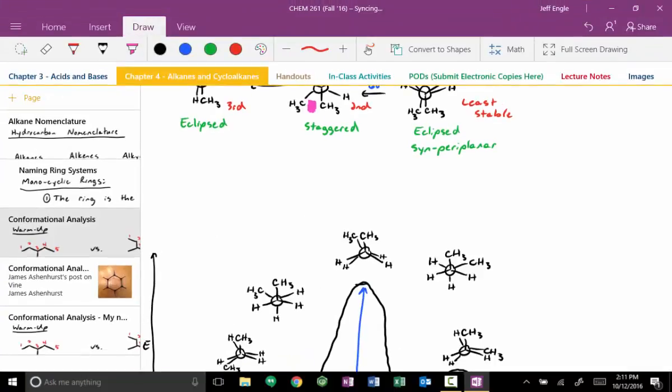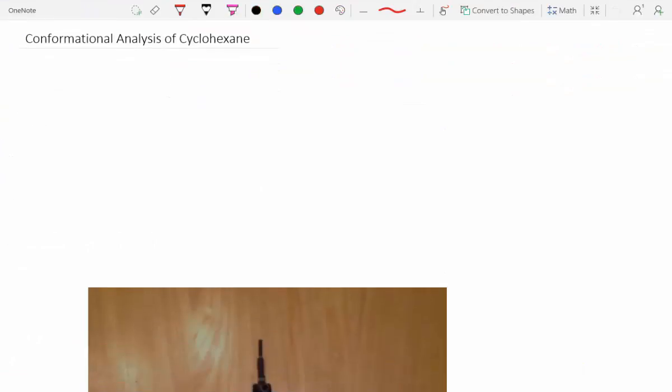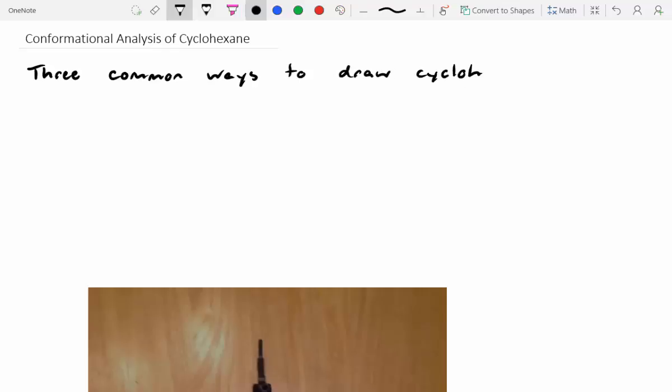All right, let's go on to one more thing. This will help us tomorrow. This is our conformational analysis of cyclohexane. There are three common ways to draw a cyclohexane. All right, the first one is using bond line. So what do you guys think that looks like? Hexagon. Pretty simple. Next one's a Newman.